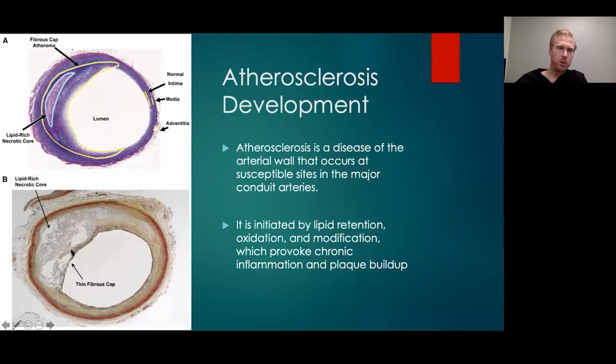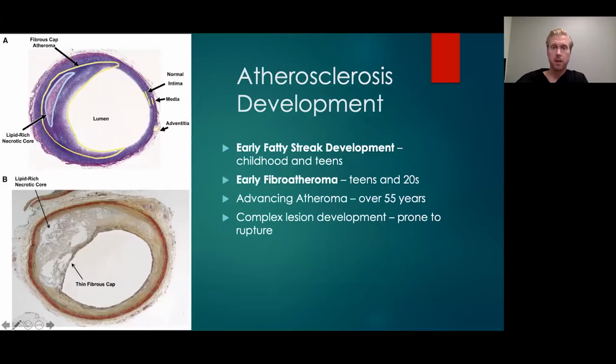And often when you have a plaque rupture, this fibrous cap breaks and you have a violation of the intima with blood cells that are passing by being exposed to the lipid-rich necrotic core, thrombus forms, and you have strokes. So that's generally how this progresses to become symptomatic.